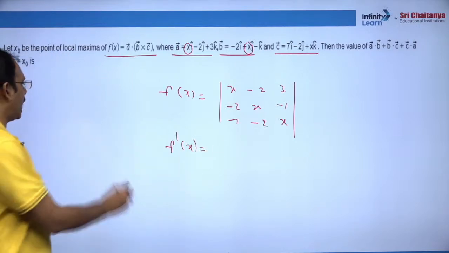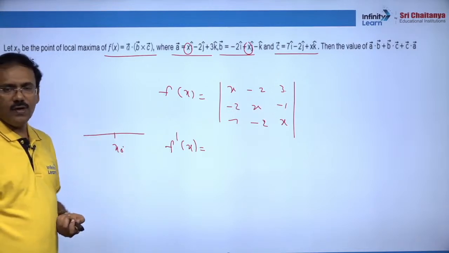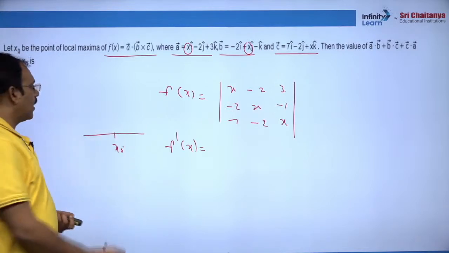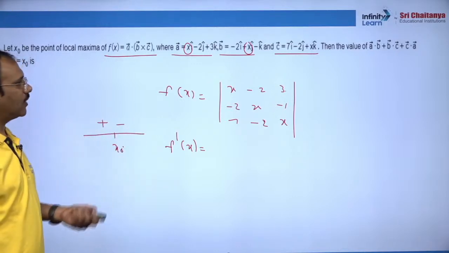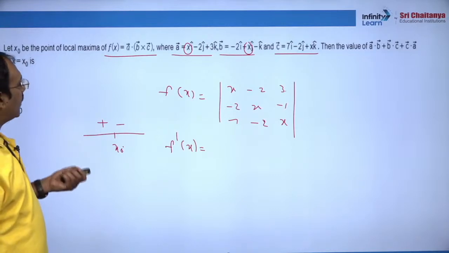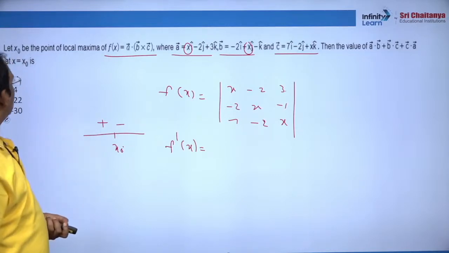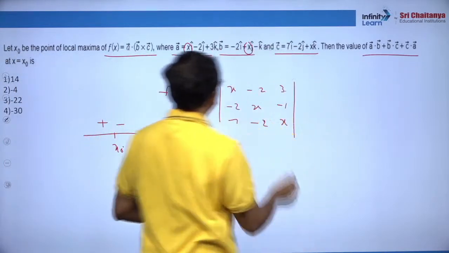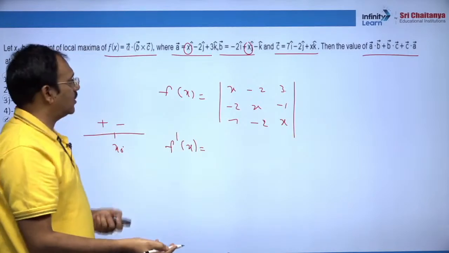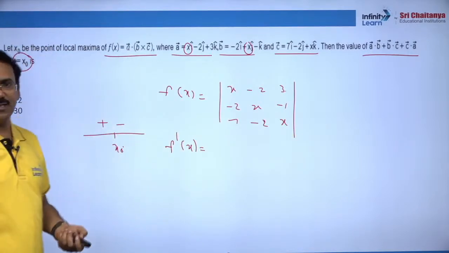Local maxima is that point x naught where the derivative is 0 at x naught, and on the left side it is positive, on the right side it is negative. You can find that. Now, once you have x naught, he is asking the value of this expression: a dot b plus b dot c plus c dot a, which is also an expression in x. There you need to put x equal to x naught, that is it.